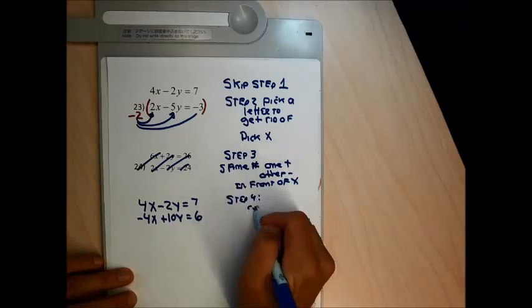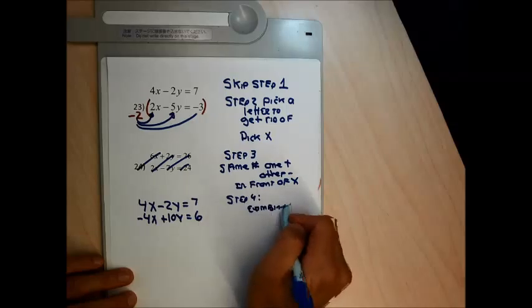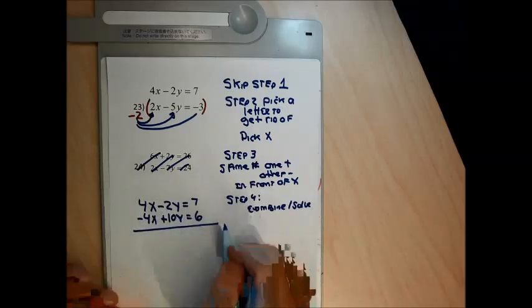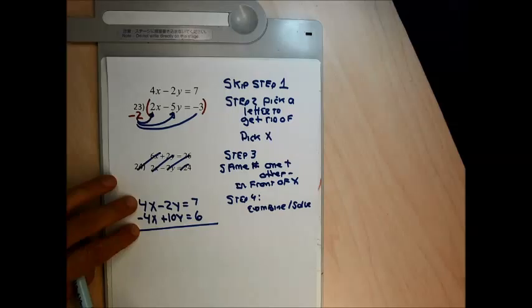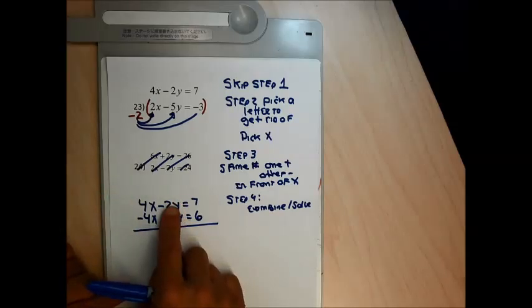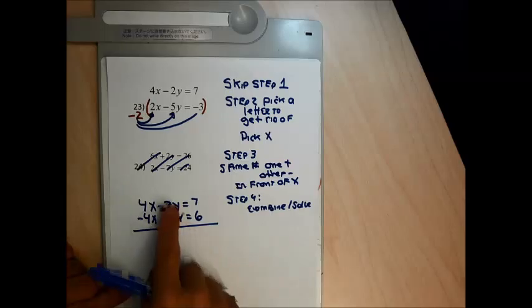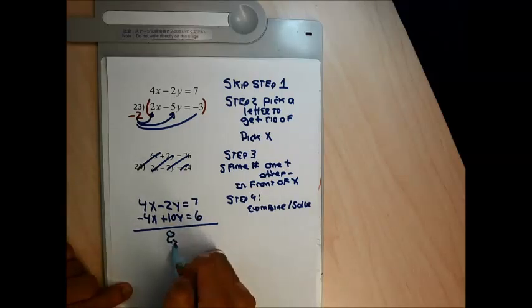I'm going to combine the two equations and solve for a letter. So I'll just put a horizontal line under them. I'm going to add the x's here. They cancel. I'm going to combine the y's. If they have the same signs in front of the numbers, you add. If they have opposite signs in front of the numbers, you subtract. So this is going to be minus 2 plus 10, which gives me 8y.